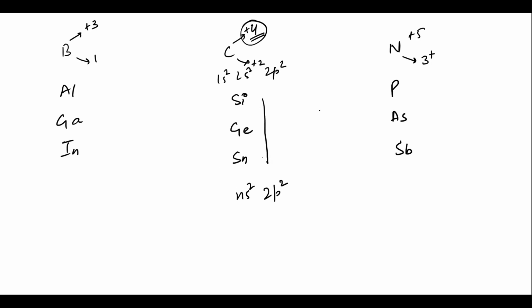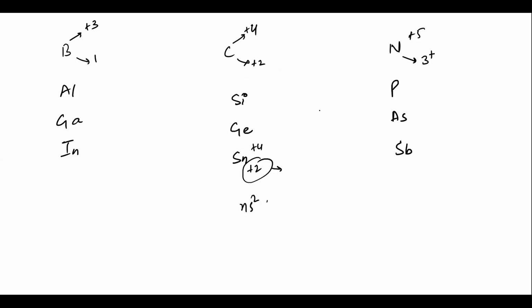But as we go down the group, due to a sudden increase in the effective nuclear charge, these electrons do not participate. Tin has two possible valencies, +2 and +4, but the more acceptable one is +2, not +4. Why? Because here the ns2 electrons are not participating in the bonding, due to the sudden increase in effective nuclear charge.